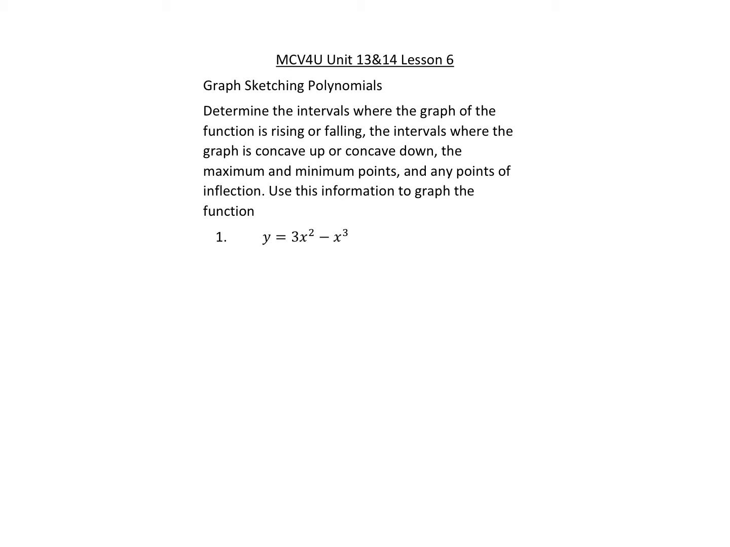One value I could find, let's use blue, is the y-intercept. So I could just put in 0 and I get a y-intercept of (0, 0). I want to find where the graph is increasing, decreasing, and perhaps any maximum or minimum values. So I'm going to find the first derivative, and then we'll set that equal to 0 and we'll factor.